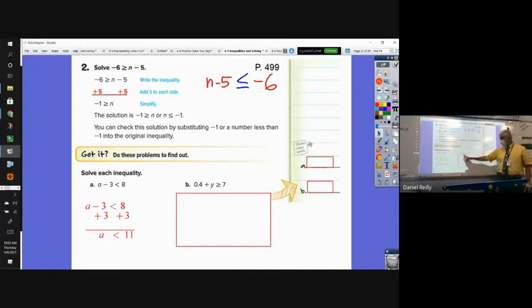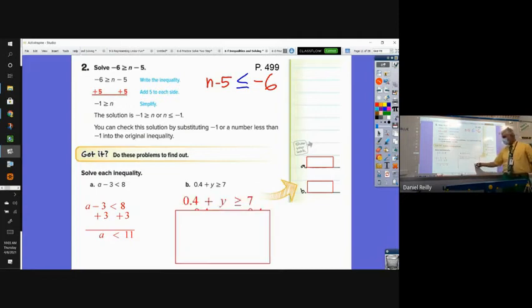Okay, so the 0.4 is in the way of having the variable by itself, but it's added on to y. So to undo it, I'm going to subtract 0.4 from both sides. Okay, so subtract 0.4 from both sides.